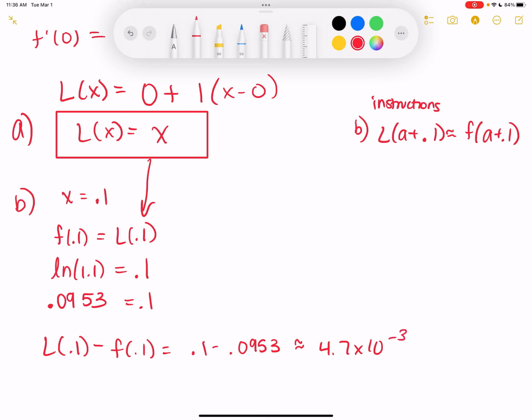So what does that mean about my error? It's less than what? Negative 2. Is it 2 or is it 10 to the negative? Okay, so my error is less than 10 to the negative 2 for this problem.